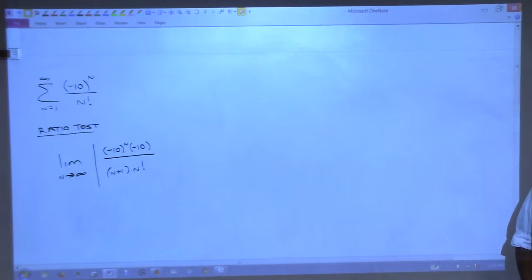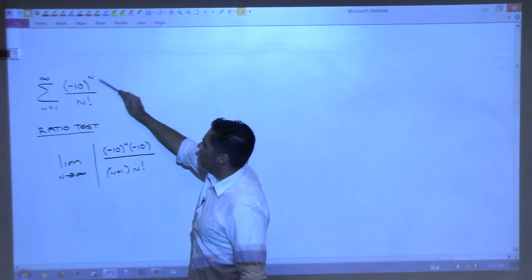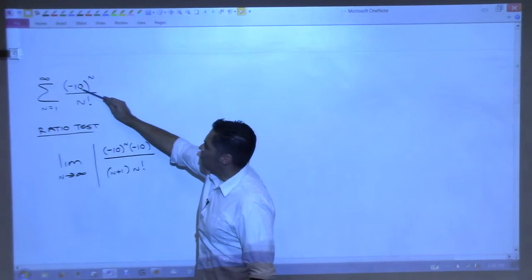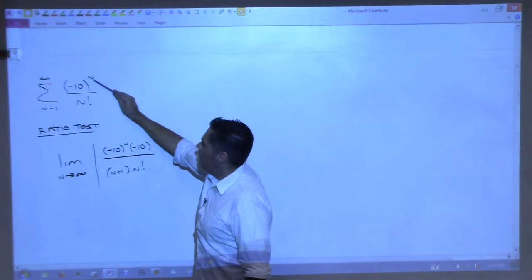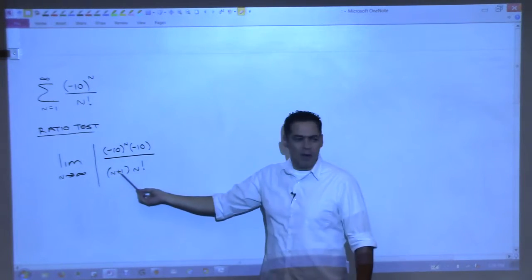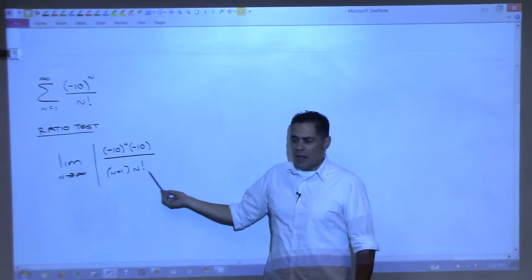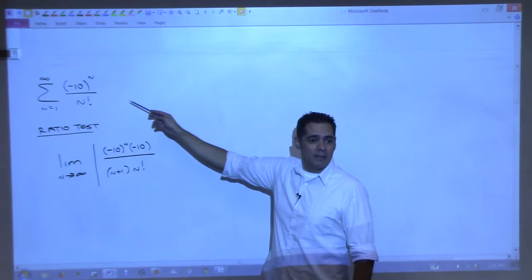Is that too much too soon? You're okay with it? You sure? I haven't done the other fraction yet. That's just me plugging in n plus 1 here and n plus 1 here. So if this was negative 10 to the n plus 1, I could split it into these two pieces. And then n plus 1 factorial, we already know, goes into these two pieces. Okay? And now I'm supposed to divide that by that, right?